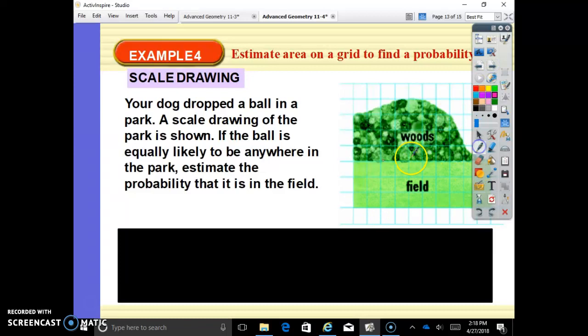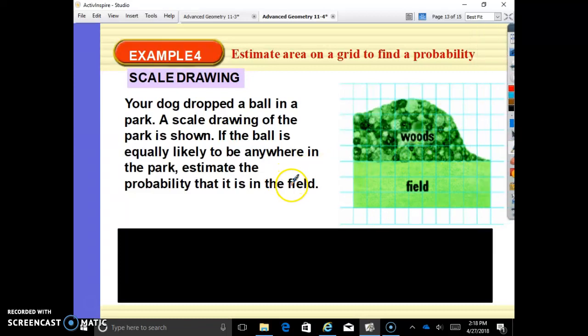All right, so your dog dropped a ball in the park. A scale drawing of the park is shown. If the ball is equally likely to be anywhere in the park, estimate the probability that it is in the field. All right, so the field, 1, 2, 3, 4, 5, 6, 7, 8, 9, 10, 11, 12, 13, 14, 15, 16, 17, 18, 19, 20, 21, 22, 23, 24, 25, 26, 27, 28, 29, 30, right? 3 by 10, 30. So what do we want? We want the field out of everything.